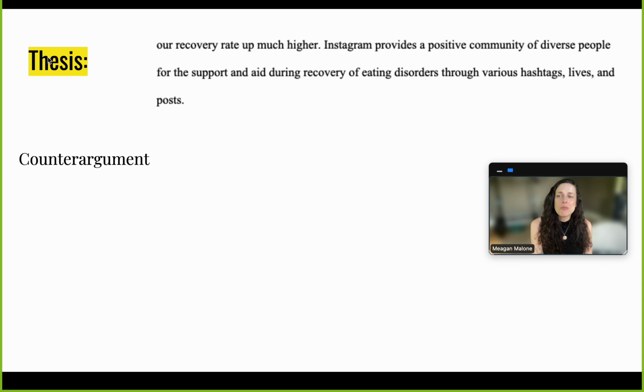So let's look at an example. In one of my students' papers, the thesis was that Instagram provides a community of diverse people for support and aid during recovery from eating disorders through hashtags, lives, and posts. So this was one in which she was saying Instagram is actually a good force for people who are recovering from eating disorders.